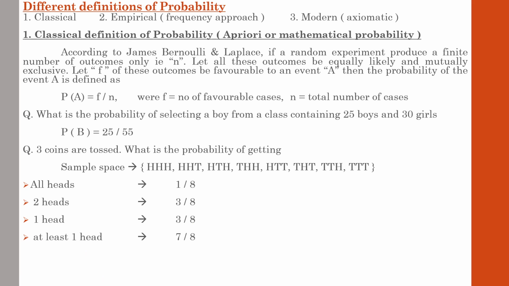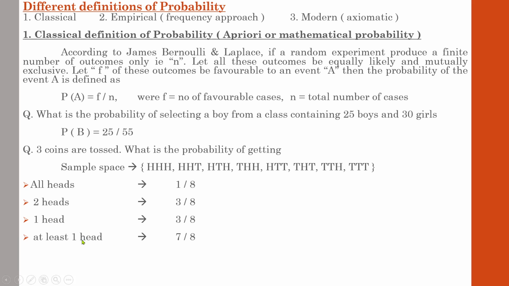And finally, at least one head. That is a term which you will come across in probability questions. At least one head means 1 and above. Whatever the number, that number and above. It can be one head, two heads, or three heads. That is the meaning of this term, at least one head. So whenever you come across the term at least, it means that number and the following numbers.